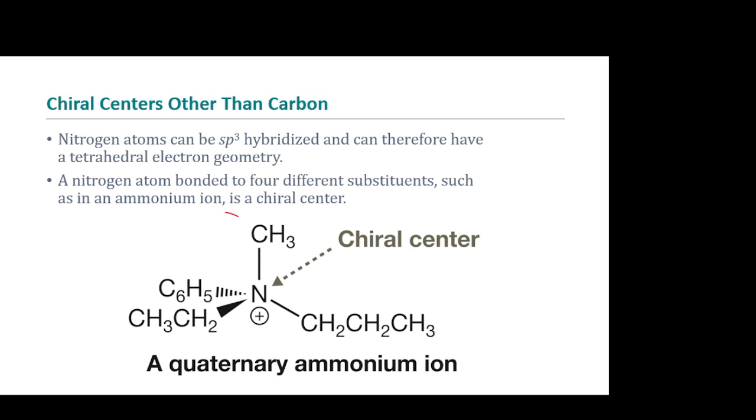This is the ammonium ion. And so there are actually quite a few quaternary ammonium ions that are chiral centers. You just have to have four different things attached to it, right? Okay. Notice one of those things could be a hydrogen.